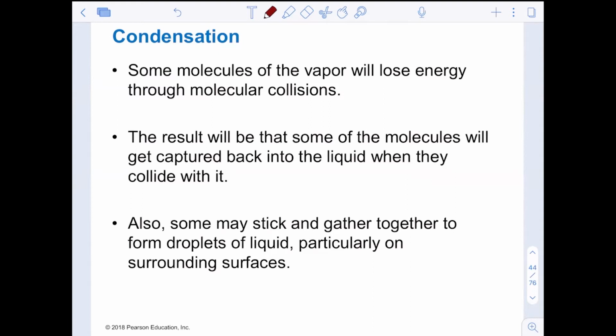So we can think about this as a real life application. Just boil some water, have some spaghetti tonight, okay? Some particles may stick and gather together to form droplets on the surroundings. So this is truly an equilibrium idea where some vapor molecules are escaping, but then some of them also condense back down.